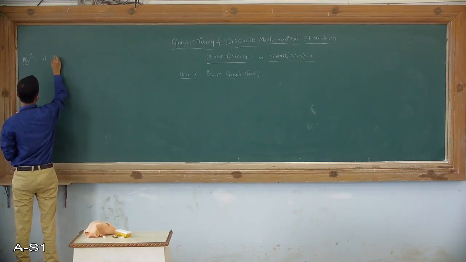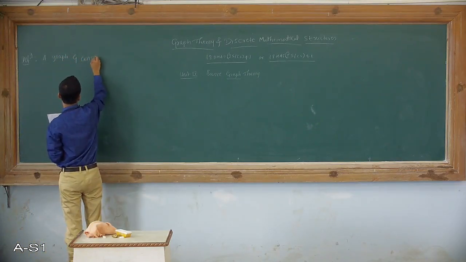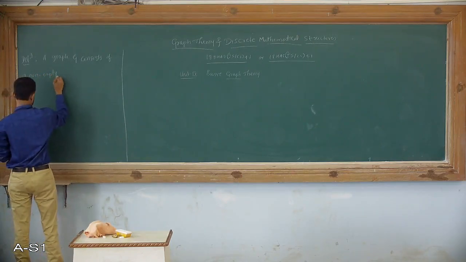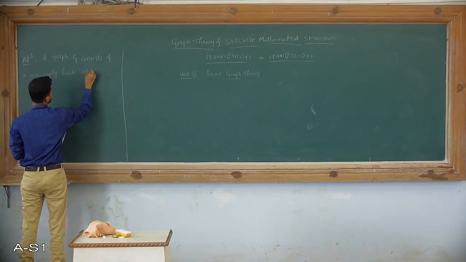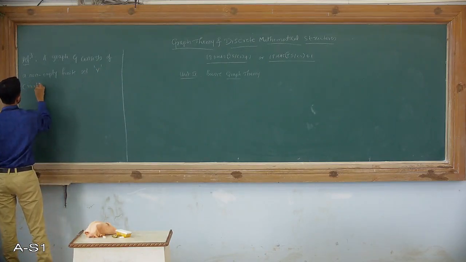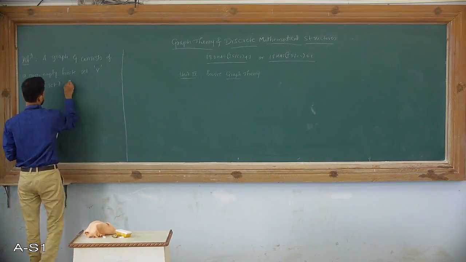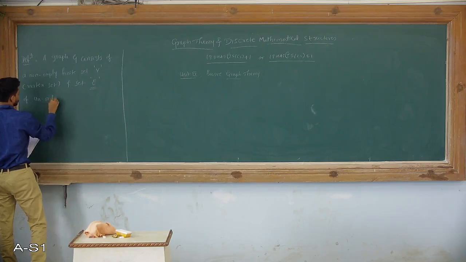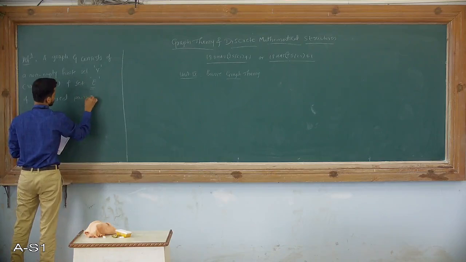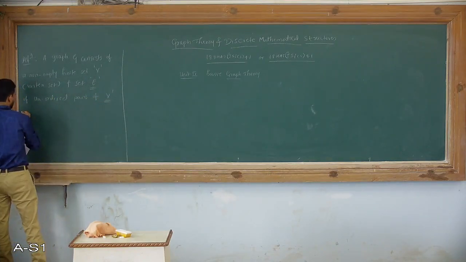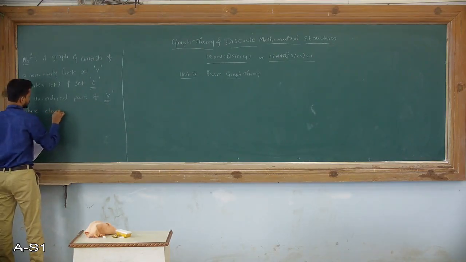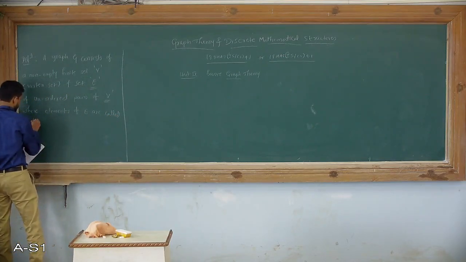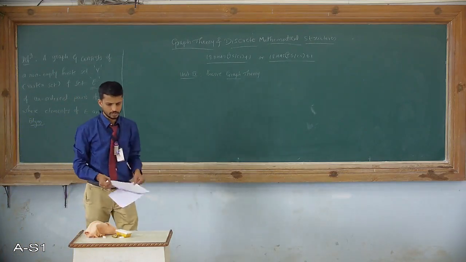A graph G consists of a non-empty finite set V, which is called the vertex set, and a set E, called the edge set, of unordered pairs of the vertex set V, where elements of E are called edges.